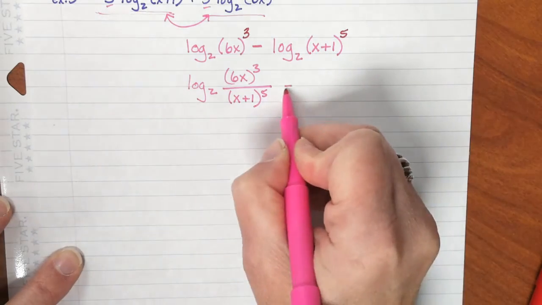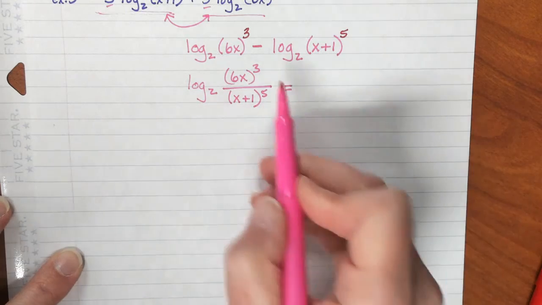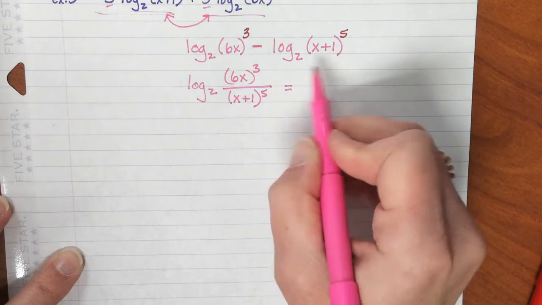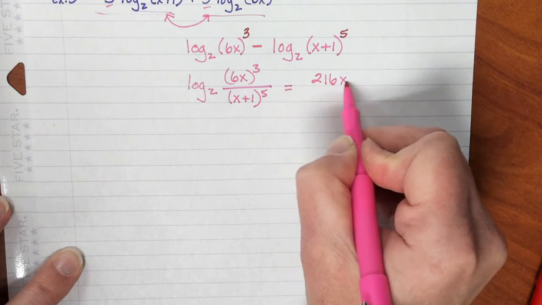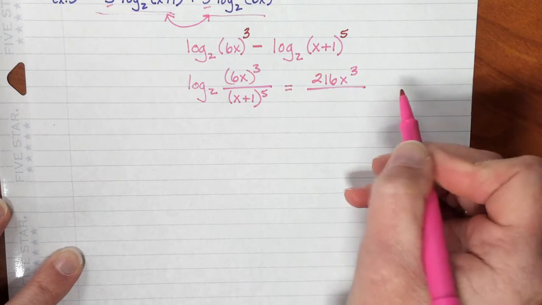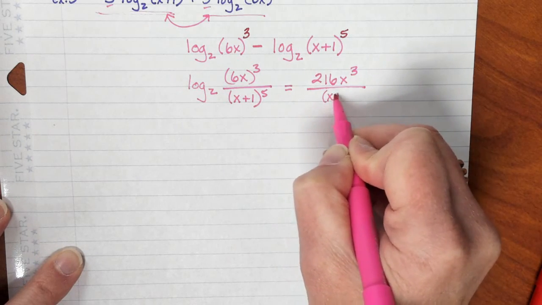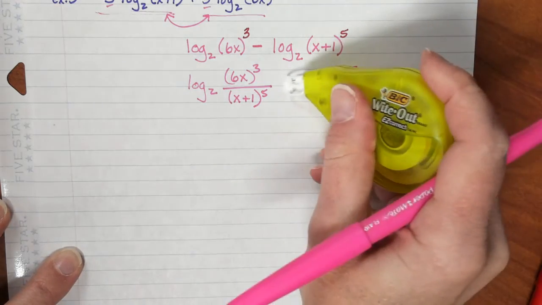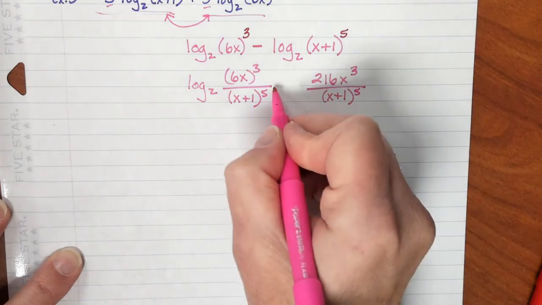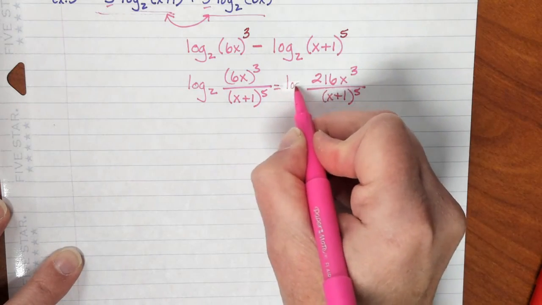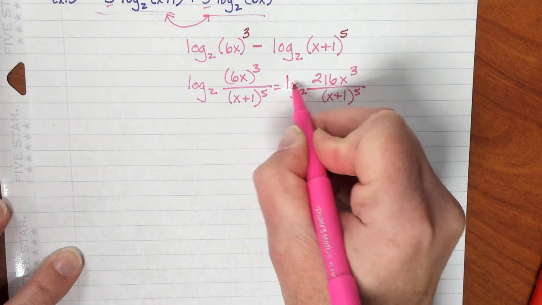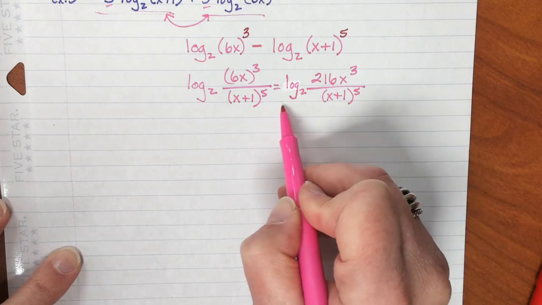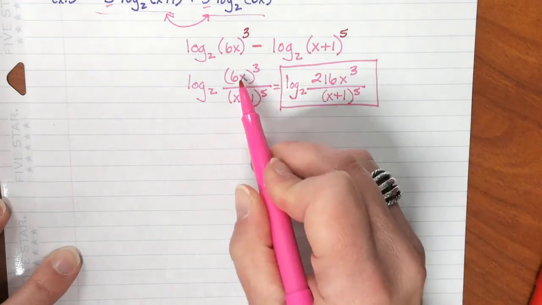Now, in simplified terms, we would prefer that you cube that out. And you take 6 to the 3rd power, which is 216, so 216 x to the 3rd divided by the x plus 1 to the 5th power. Now, I did not do that totally correct because I need to include the log in front. You cannot assume that I'm going to have that there. You have to write that in each time. Okay? That would be a better answer when you cube that 6.